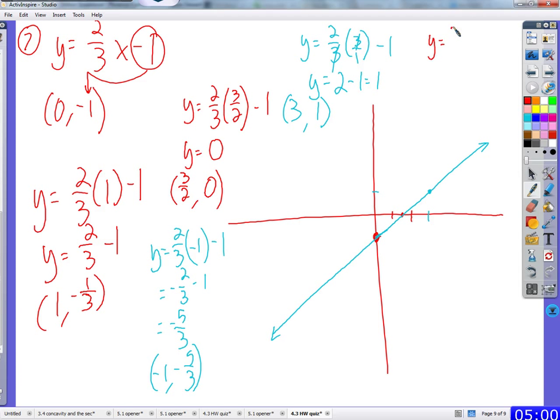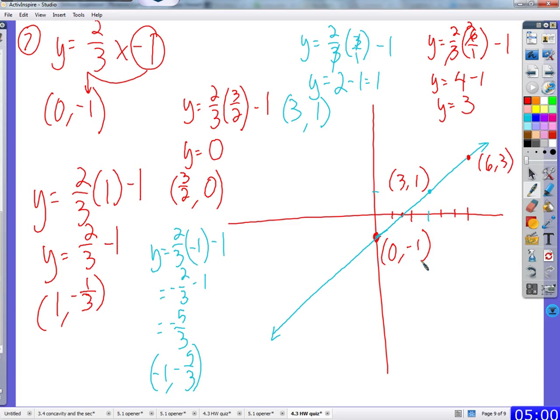y equals 2 thirds times 6 over 1 minus 1. So it's 3 times the 6, up to the factor of 2, y equals 2 times 2 minus 1, which is 3. So we get 4 comma 3, 6 comma 3, 3 comma 1, and 0 comma negative 1. So it seems it's easiest, in this case, to step over by 3's. Once you get to a multiple of 3, and you plug a multiple of 3 in for x, then 3 will divide that multiple of 3.